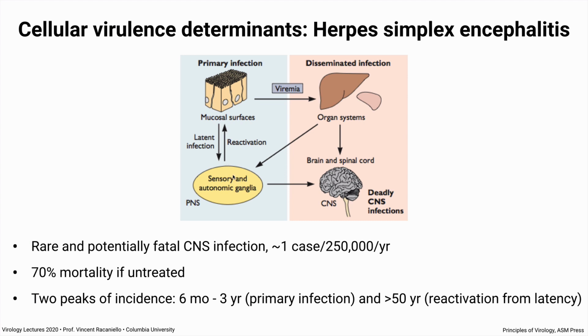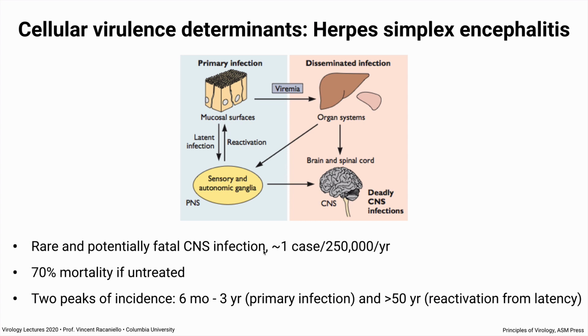Occasionally, on reactivation, however, instead of the virus going to the mucosal surface and making another cold sore, it goes into the CNS, and you have encephalitis, which can be deadly. This kind of spread can happen after the primary infection as well, where you might get a viremia and dissemination to other organs and eventual invasion of the CNS.